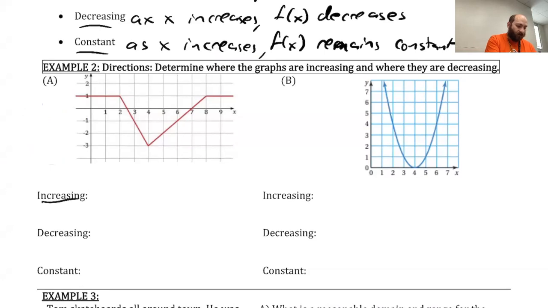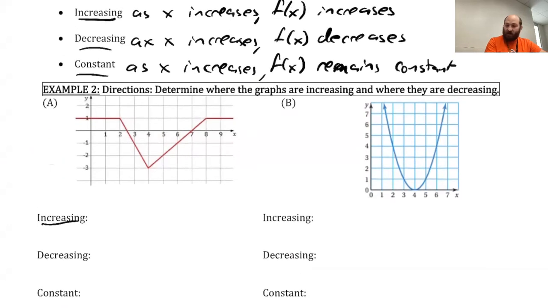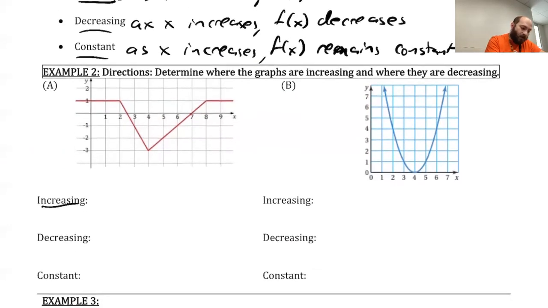Let's start with increasing. The only time it's increasing is going up and to the right. The definition is, as x increases, f of x increases. That only happens here. This is the spot where it's increasing. It's decreasing when, as x increases, f of x decreases, it goes down. That's only happening here. That's my decreasing.